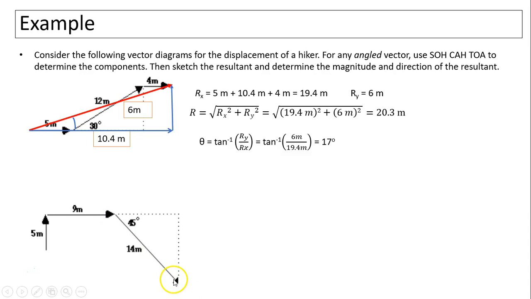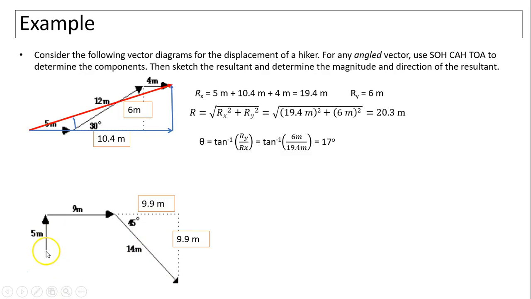Take a look at the next example. 14 meters is the vector that has an angle. So we need to find the x and y components. Each one will give us 9.9 meters. This is because over here is 45 degrees. When it's 45 degrees, the x component equals the y component. It's an isosceles triangle.